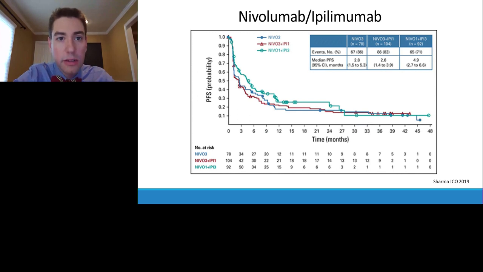These aren't statistically significant, but if you look at the graph here, you can look at the progression-free survival of Nivo 3 alone, Nivo 3 plus Ipi 1, or Nivo 1 plus Ipi 3. And the curve for the Nivo 1 Ipi 3 might be a little bit higher.